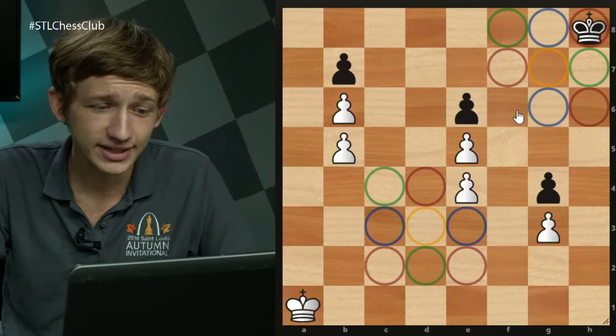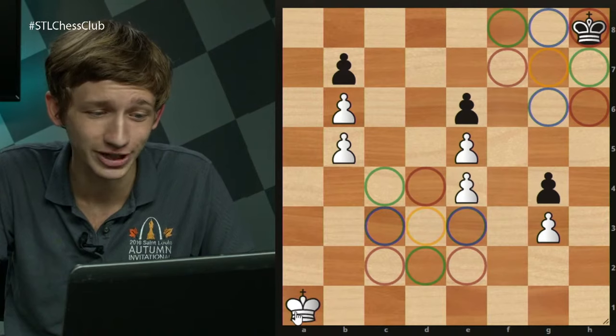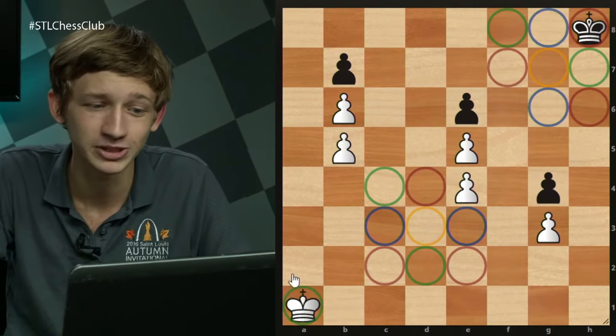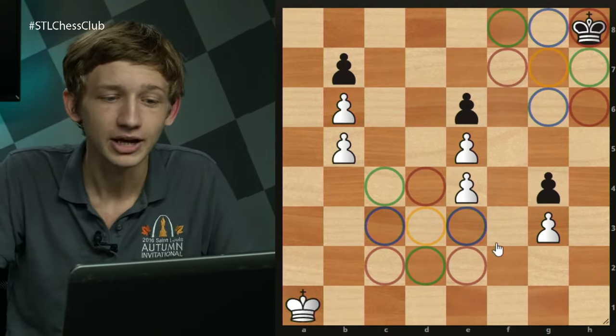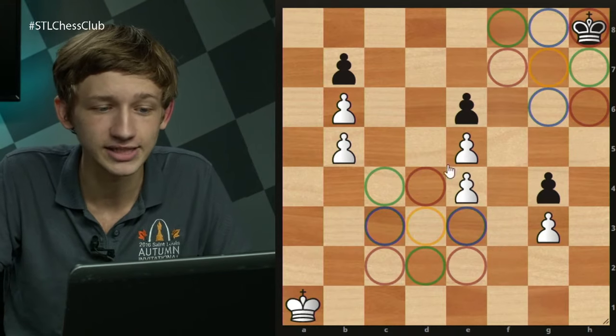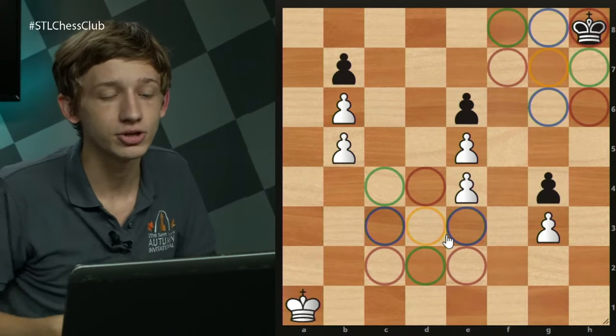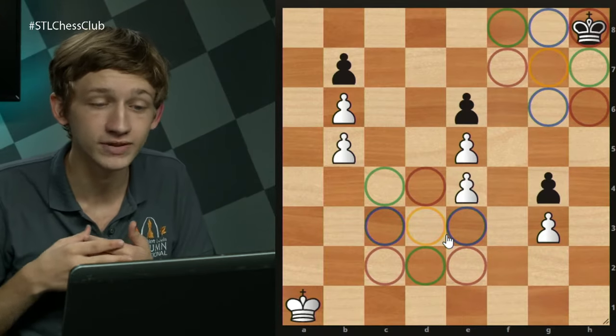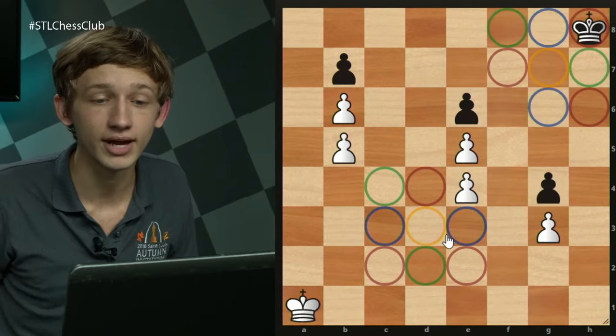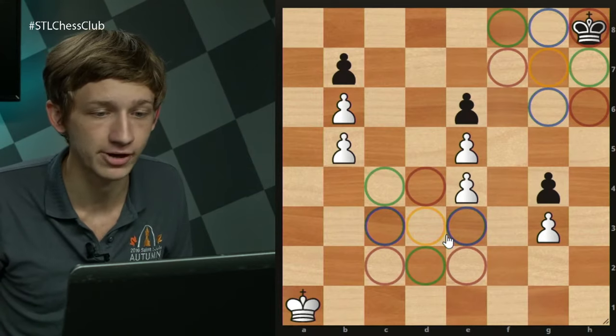Now, of course, this doesn't yet help us, right? Our king's over here. Our king's over here. What are we supposed to do with this, with our king over here? Well, it turns out that this pattern can actually be extended further down the board. And you can extend it across sort of the entire board as long as black doesn't have any meaningful counterplay.